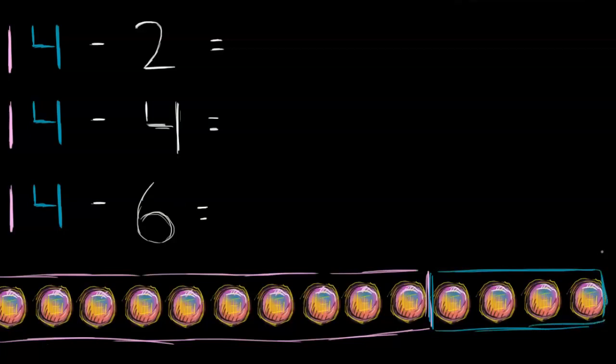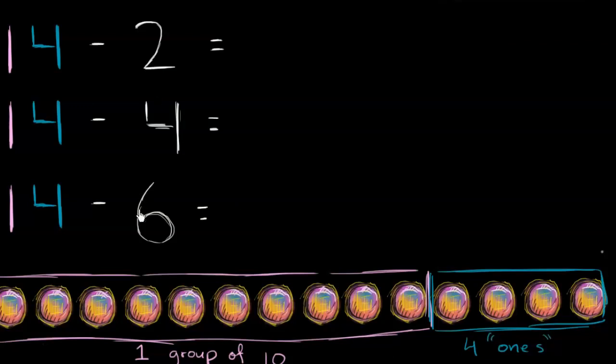14. This 1 that we have right over here, this represents this 10. It's one group of 10. Let me write that down. Group of 10. And then we have 4 ones. So that is indeed 14.